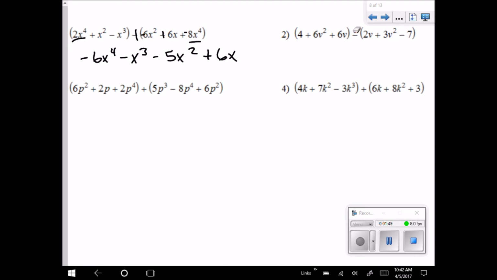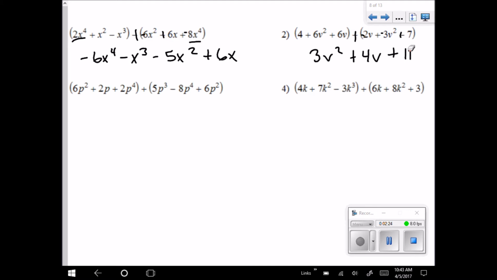Okay, so number 2, very similar. I'm going to change subtraction to addition here. Change the sign of the entire piece there. Okay, look for like terms. So I have 6v to the second plus negative 3v to the second. So that's going to be 3v to the second. Then I have 6v and negative 2v. So that would be plus 4v. And finally, 4 plus 7, which would be 11.